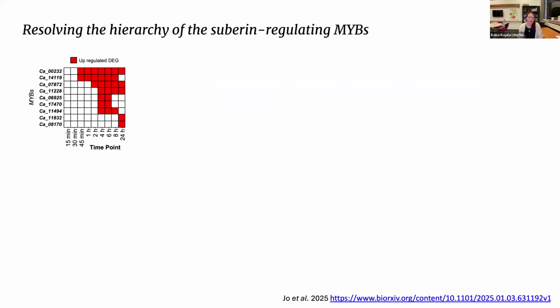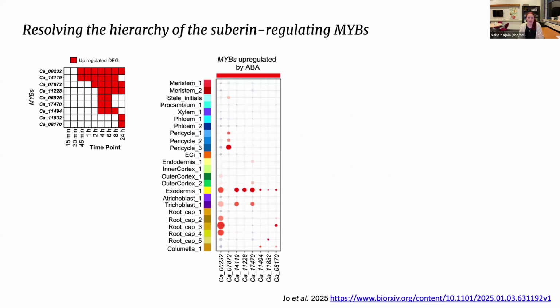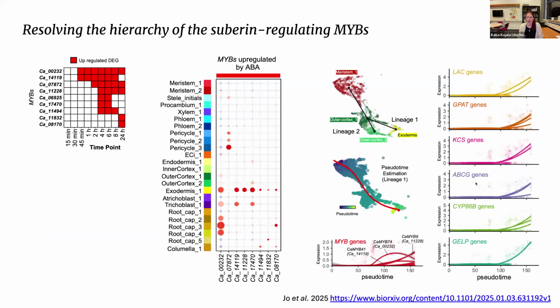So to resolve the hierarchy of suberin regulating MYBs, now we have the time data, the cell type specificity data, and we have some of the trajectory predictions. So we have identified a trajectory where the suberin genes are starting to be expressed along the trajectory, which would correspond to differentiating exodermis.